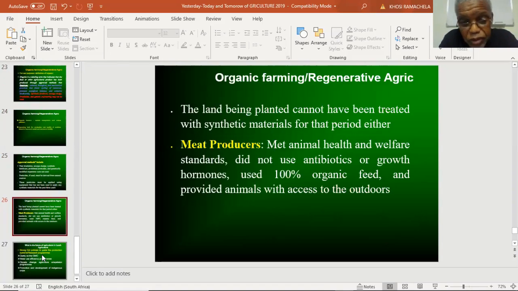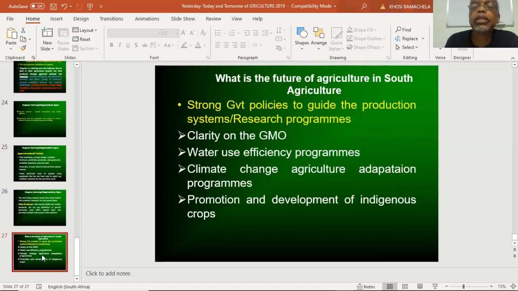Okay, then your meat producers must meet animal health and welfare standards as stipulated in organic production systems, that is, they did not use antibiotics or growth hormones, used 100% organic feed, and provided animals with access to the outdoors, not that sort of house or pen feeding with no exposure to natural production systems.